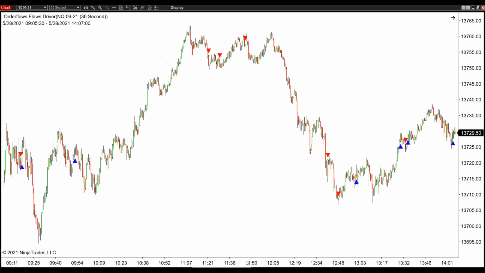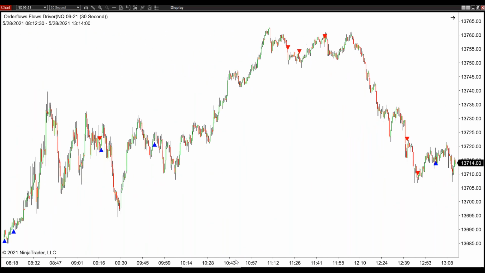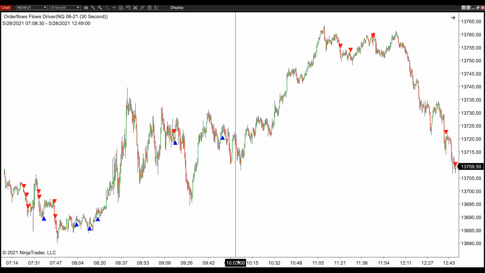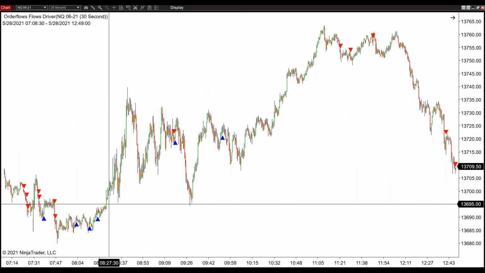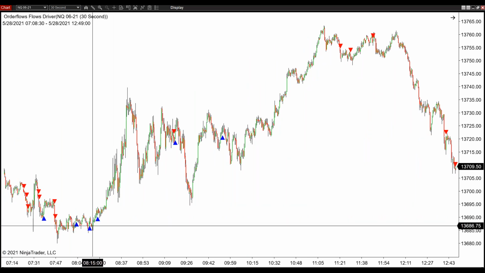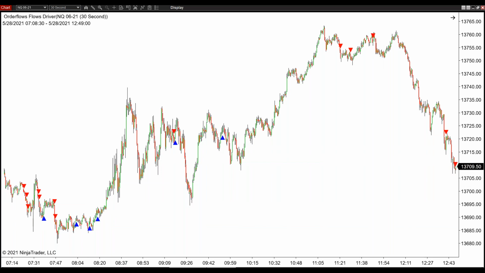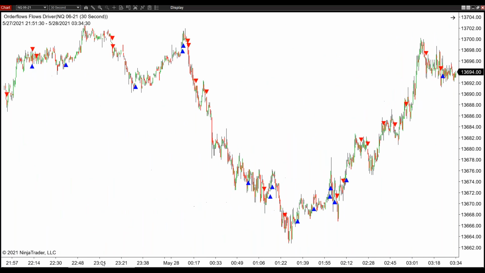This was Friday's day session in the NASDAQ. Let's see if I can make this a little smaller. So where's the cash open? Cash open is right here. Right before the cash open, you're getting some buy signals. Again, this is a 30-second chart. A 30-second chart is going to be different than a 1-minute chart.